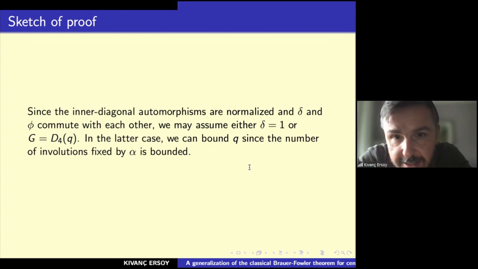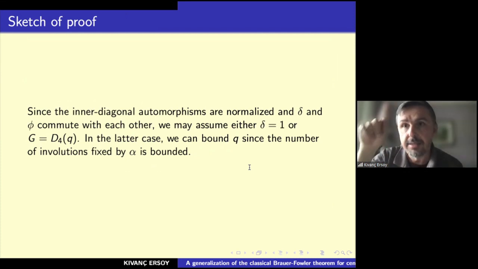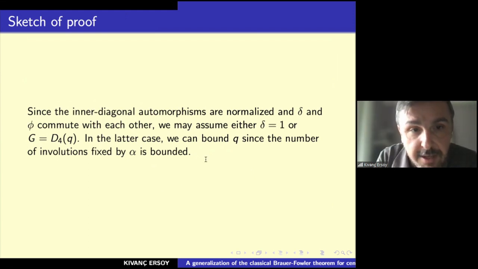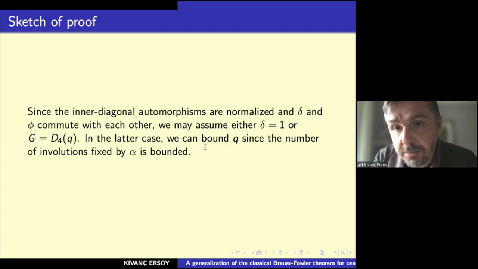In the latter case, we can bound q since the number of involutions fixed by alpha is bounded. The number of involutions fixed by alpha is k, but then it fixes the SL2 or PSL2 subgroup in the middle of this D4 over F_q. So PSL2 has at most k involutions, and this gives a bound on q, which we have proven already with the proposition, and so we can assume delta is 1.